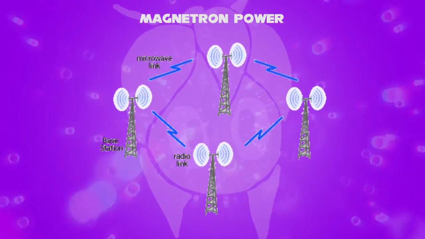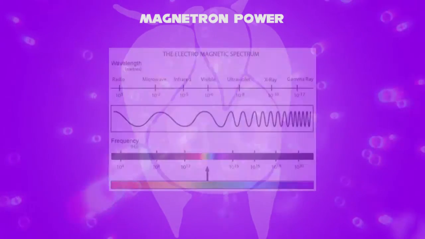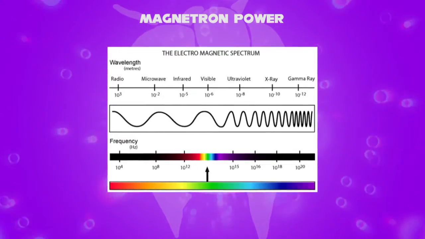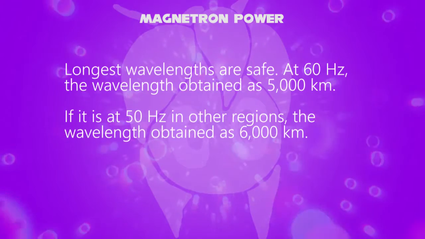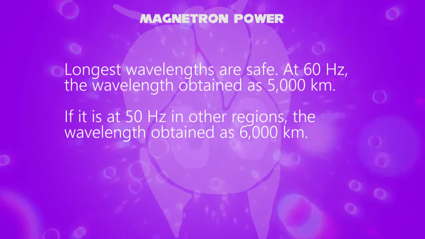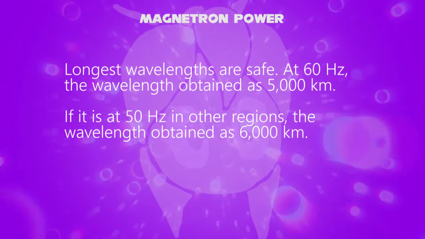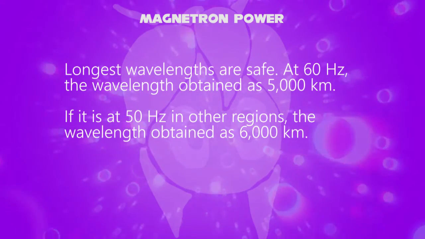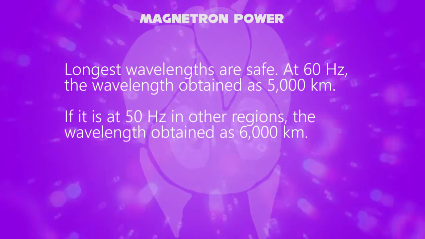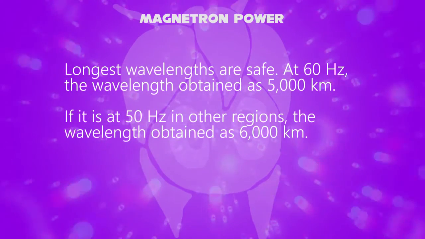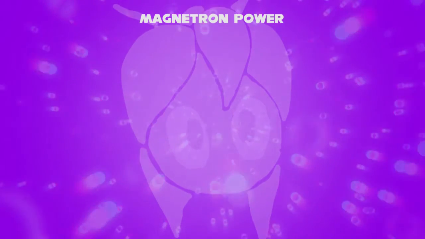You can find out in the frequency spectrum, in terms of gigahertz, its wavelength is quite short, probably 30 centimeters. Longest wavelengths are safe, like 60 Hz of electrical frequency. The obtained wavelength is 5,000 kilometers. Or in other regions, at 50 Hz, the obtained wavelength is 6,000 kilometers.